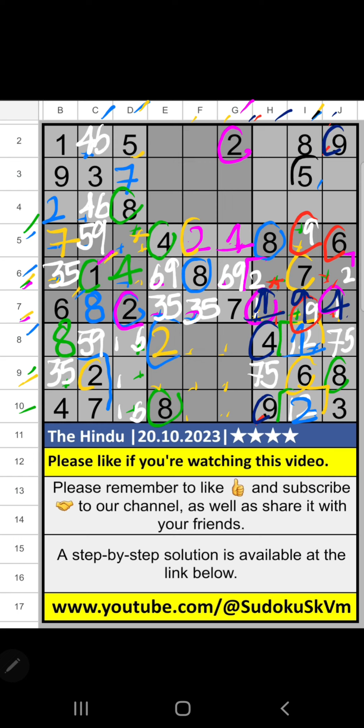Column I, we have 5. So 5 can't come in the cell. 5 will come in one of these cells. Confirm later. Then 6th grid, only 1 number is remaining, 3. 3 is confirmed here. Then column I, only 1 number is remaining, 4. 4 is confirmed here.